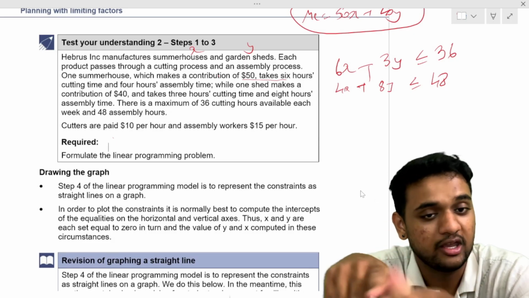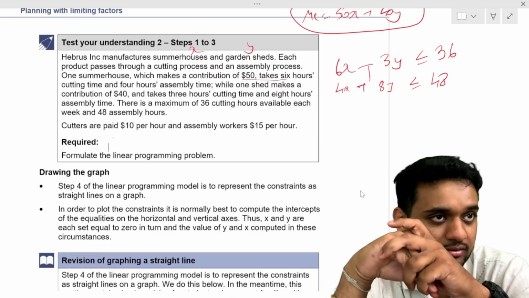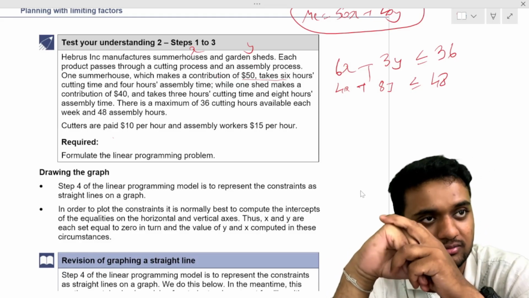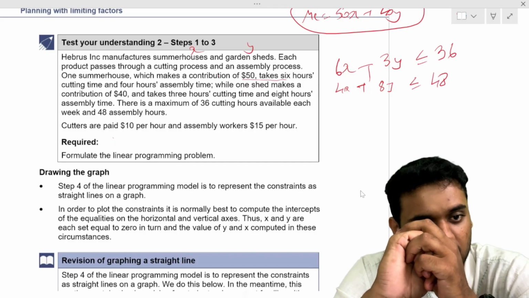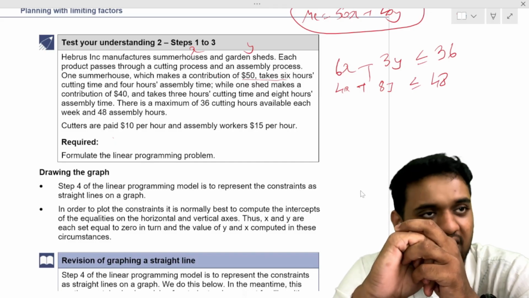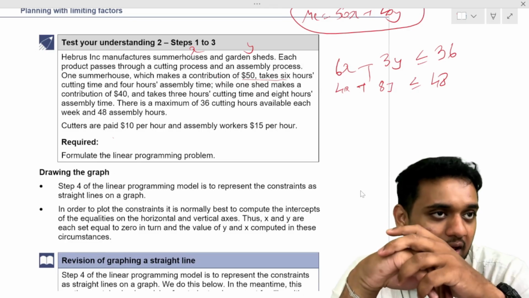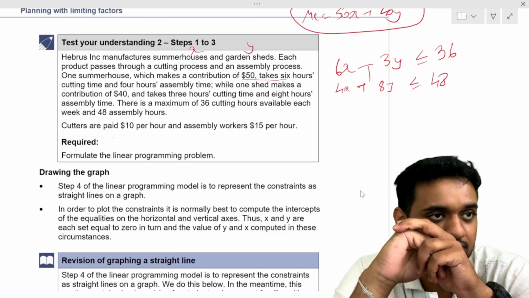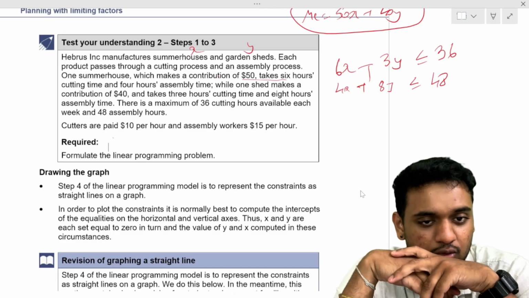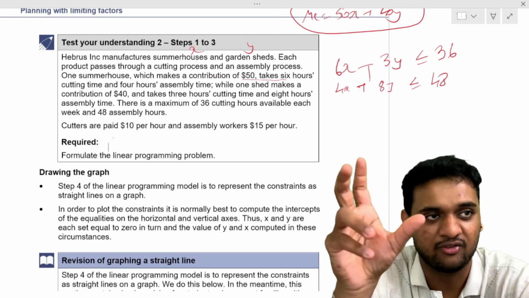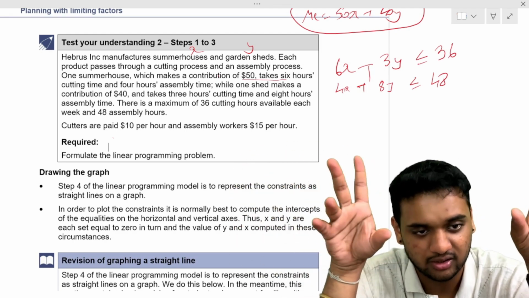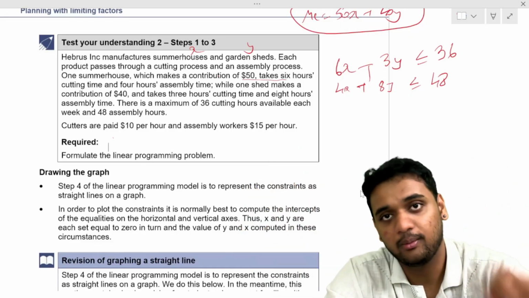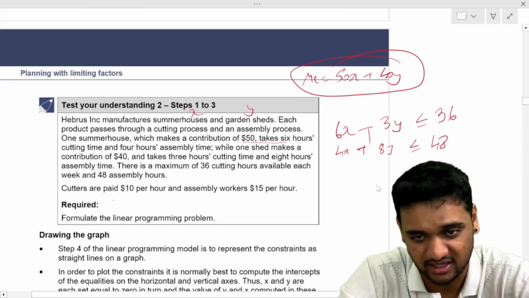The products here are summer house and garden shed. The common thing you are taking: assembly is Department A, cutting time is Department B. Understood? 6 hours of assembly plus 3 hours of assembly should be less than or equal to 36. Cutting should be less than or equal to 48. Understood, all of you? These are the two equations.